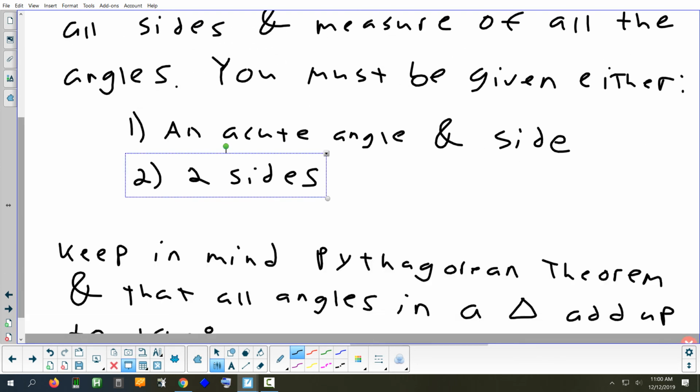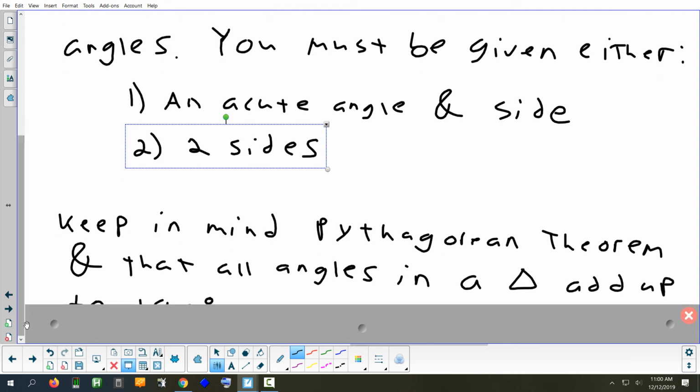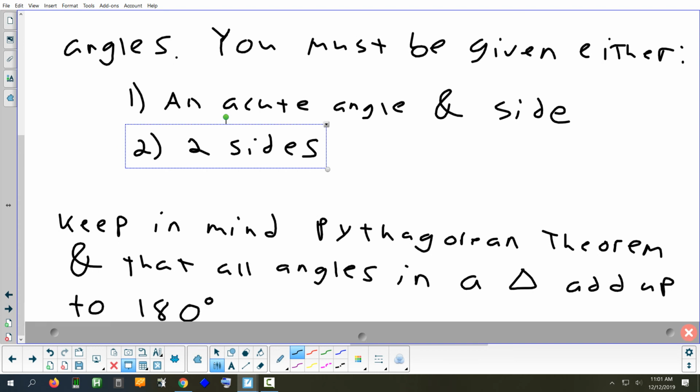Okay, keep in mind some things we can use here. Pythagorean Theorem. We can use that when we want to figure out a side. And we can use the fact that all the angles in a triangle add up to 180. So if you even have 1 angle, then you have everything. Because you know you got a 90, and I'll give you one of the other ones. You can figure out the third one. So we'll practice each type.